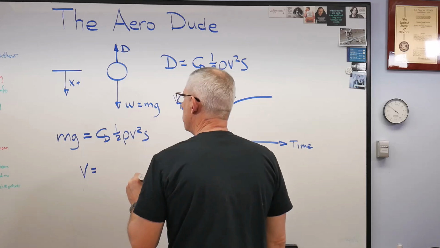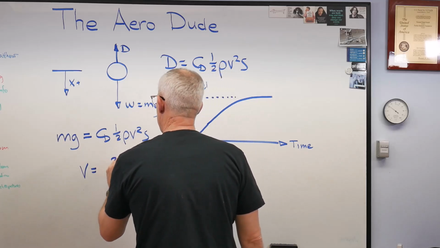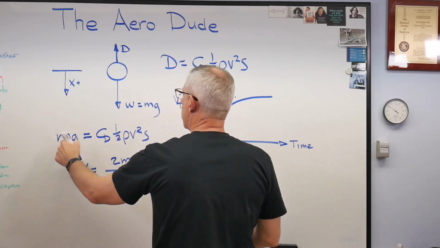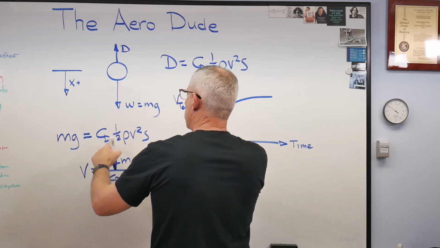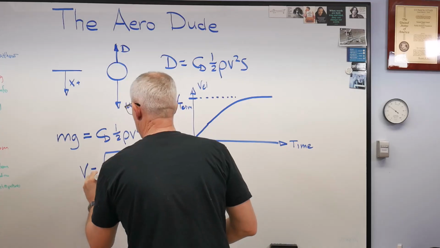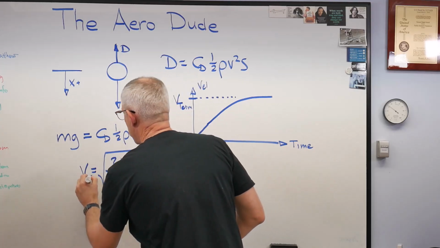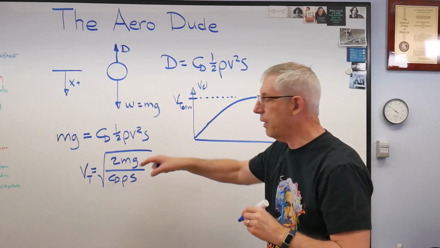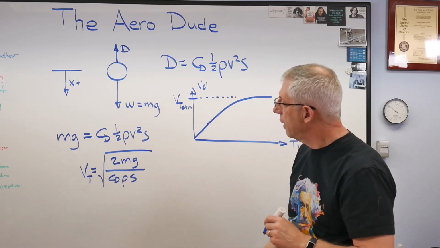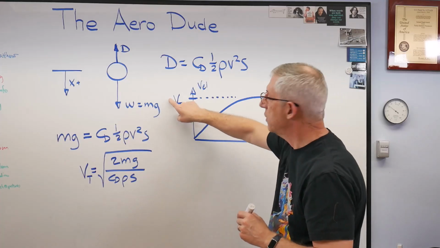All right, make sure I do this right. Looks like it's going to be 2g. Make sure I got that right. 2mg over C_D rho. Okay, that looks right. Square root. That's the expression for terminal velocity. Now we'll calculate this here in a minute. We're going to go on my computer and figure it out. So there's that. Well, that gets us this number right here.